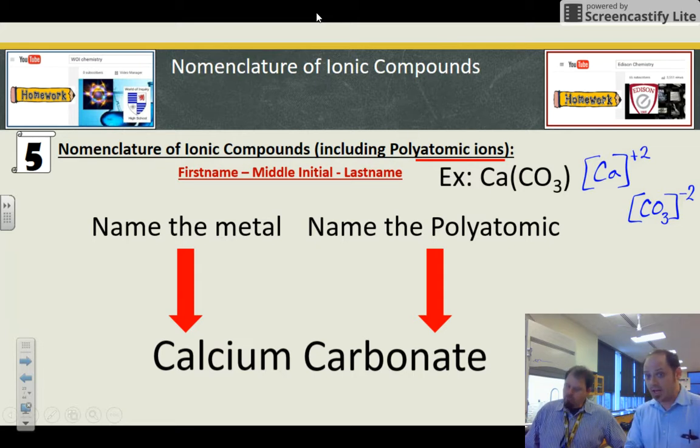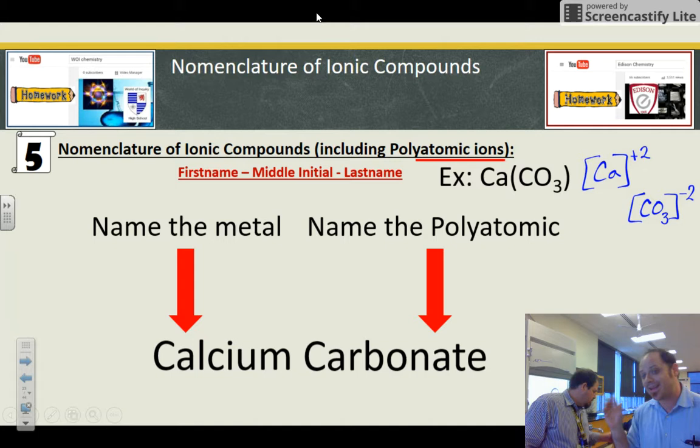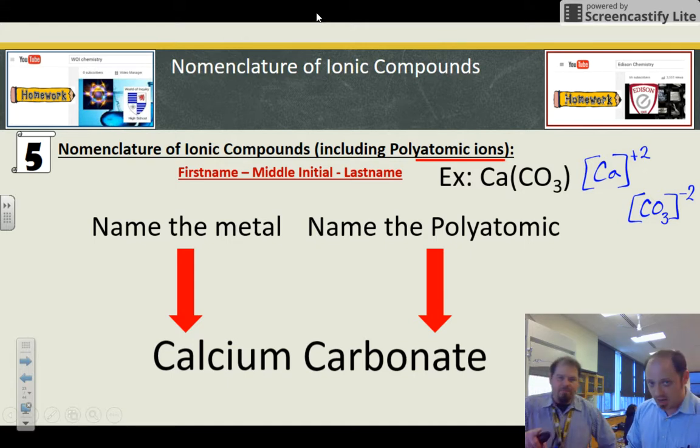Okay. Some of you will name this calcium carbonoxide. Totally wrong, because you didn't realize that the CO3 is a polyatomic ion that has its own name. You're going to screw it up. I'm going to tell you to go watch the video again, and you're not going to like that. So pay attention to your polyatomic ions.